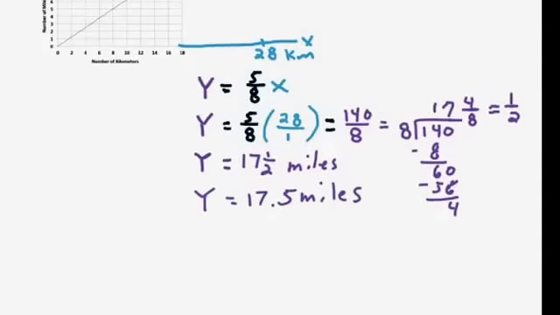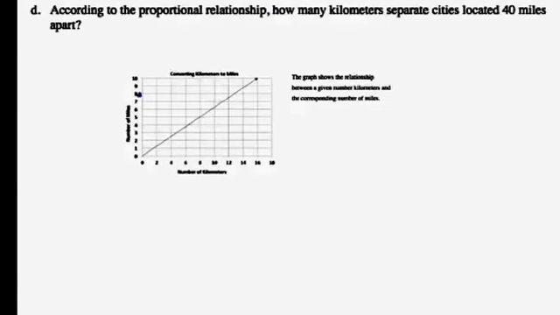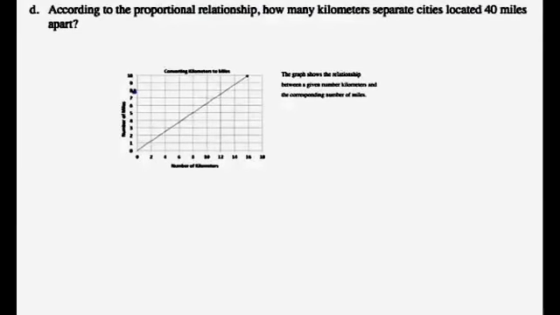So based on our estimate from before, do we feel that that is a reasonable number of miles given 28 kilometers? Question D. According to the proportional relationship, how many kilometers separate cities located 40 miles apart?